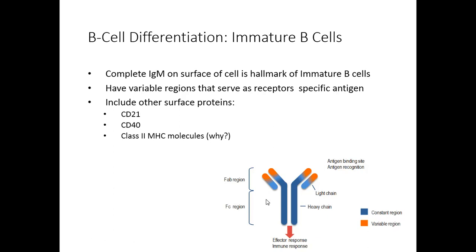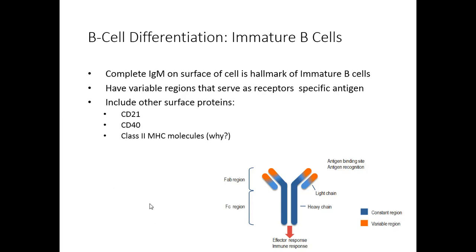It's going to be IgM because why? That's a mu chain, right? The mu heavy chain always represents IgM molecules. So they have IgM bound to the cell surface.